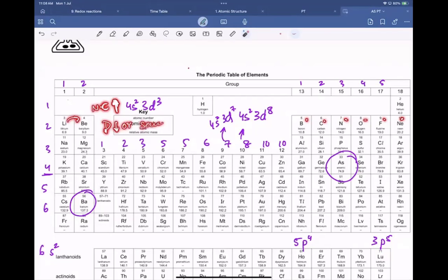What happens to the shielding effect? It remains the same, right? So it means these two have no effect on the ionization energy, right? And only nuclear charge is affecting the ionization energy. So what happens to the ionization energy? Will it increase or decrease? It will increase. Very good.